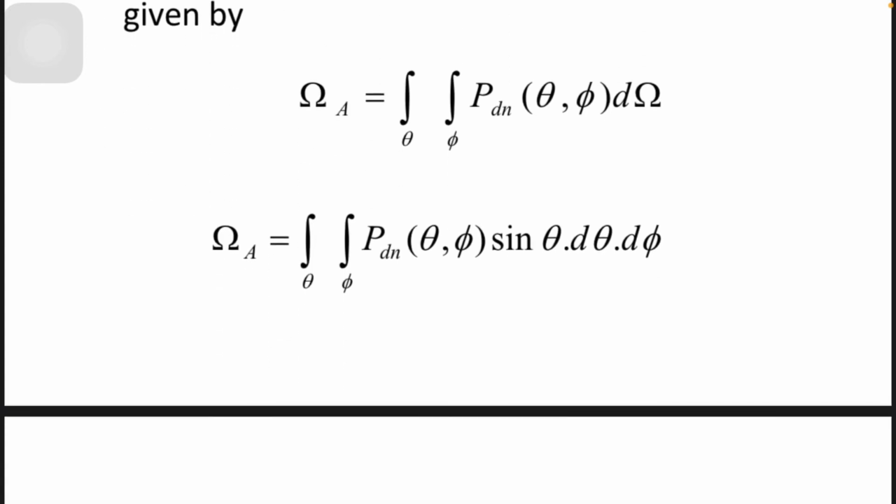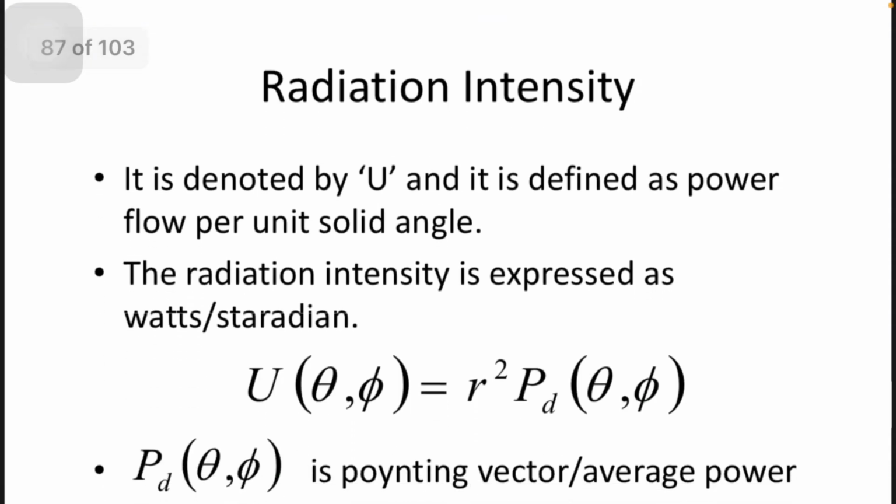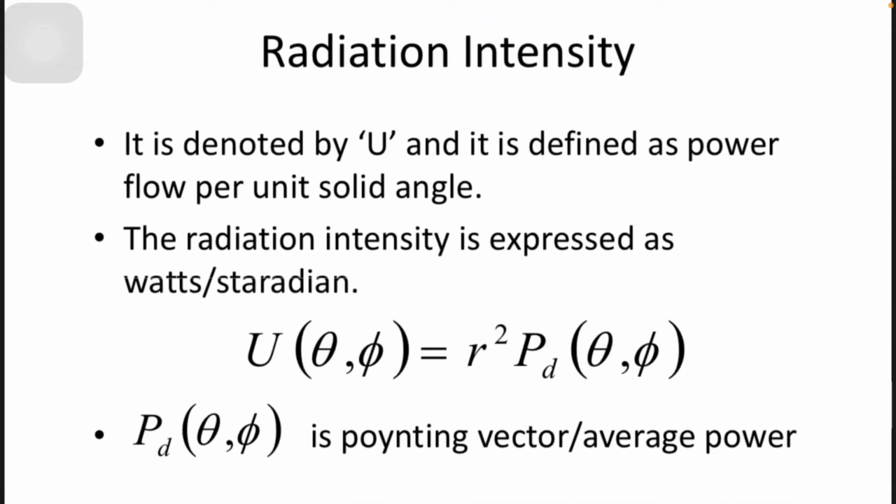Omega A equals the double integral over theta and phi of Pdn(theta, phi) sin theta d theta d phi. Note that beam area or beam solid angle is denoted by Omega A and its units are steradians. Radiation intensity is denoted by U and is defined as power flow per unit solid angle. The radiation intensity is expressed as watts per steradian.